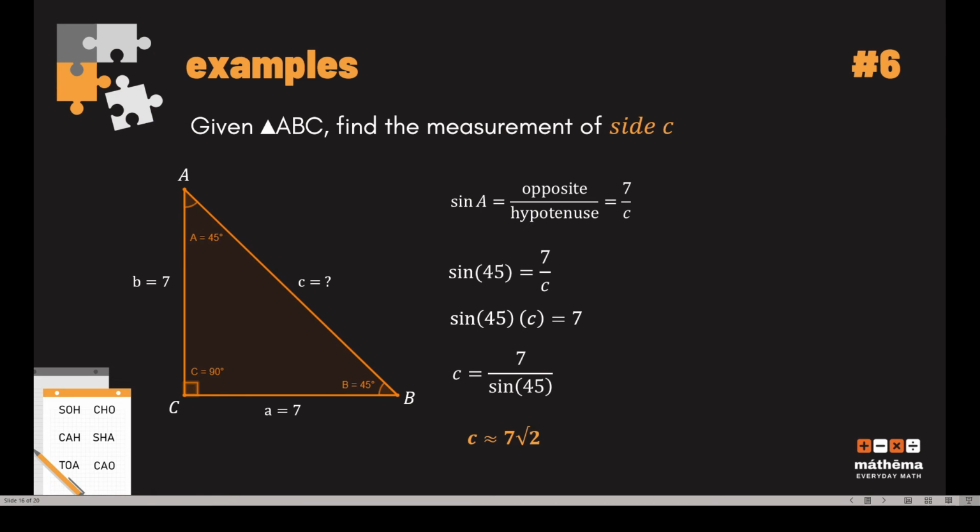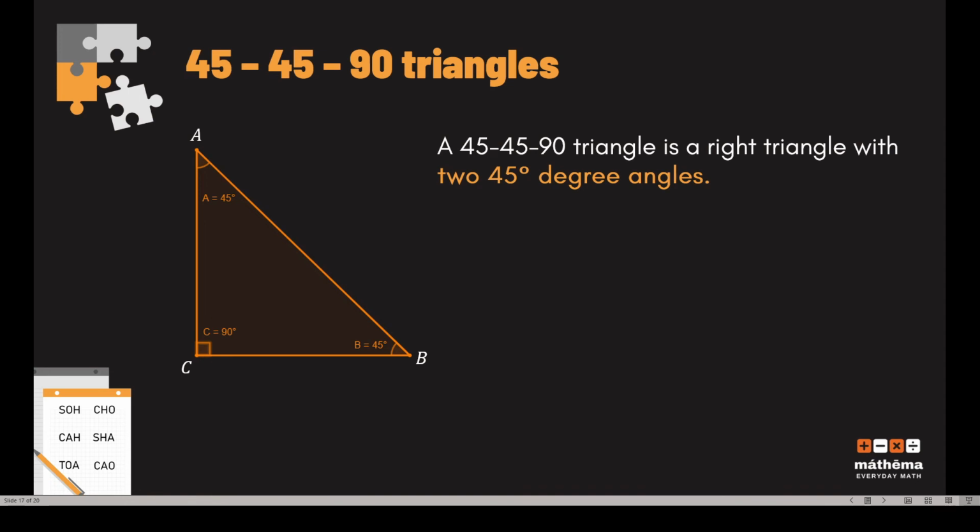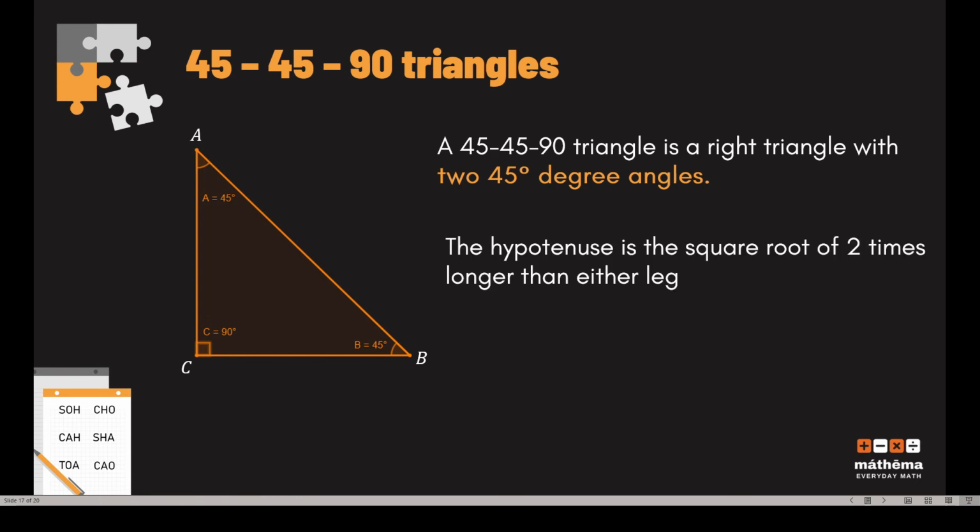Now if you are dealing with 45-45-90 triangles, we can make use of this concept. A 45-45-90 triangle is a right triangle with two 45-degree angles, and the hypotenuse is the square root of 2 times longer than either leg. In our example earlier, our legs are 7 and 7, so the hypotenuse should be equal to 7 times the square root of 2. That is why in our answer earlier, we have 7 times the square root of 2.